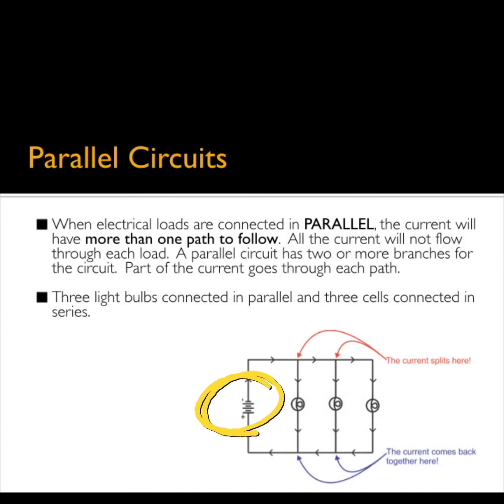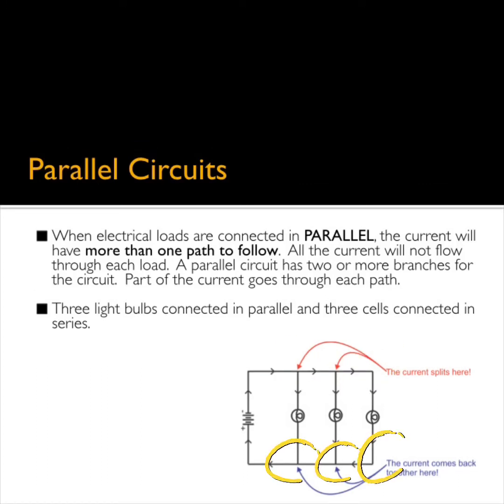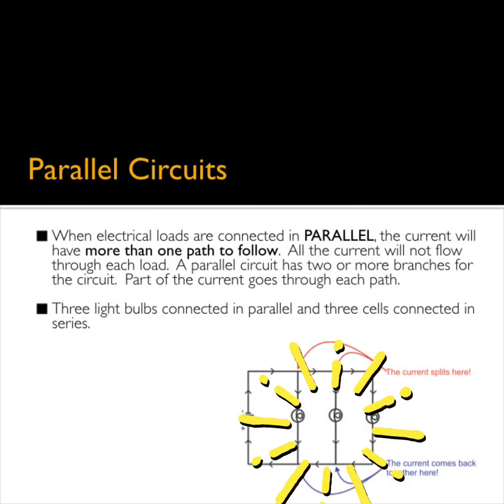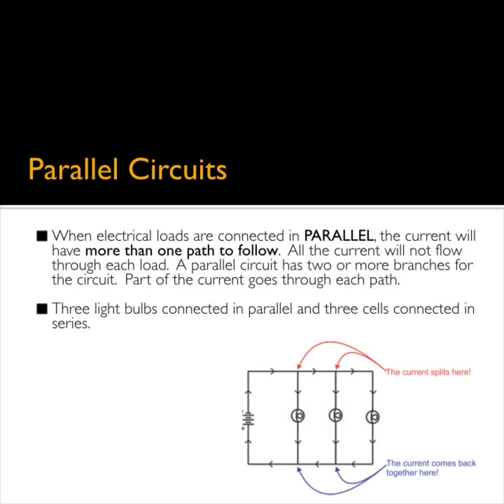In this circuit, the cells are still connected in series. However, the loads, the three light bulbs, are connected in parallel. At these three branch points, the current splits here. The current comes back together here at these three branch points, and the electrons return back to the positive end of the battery to complete the circuit. It is an oversimplification to say that this is a parallel circuit, since this circuit has cells which are in series, but it has loads, three light bulbs, which are in parallel. It is better to describe components of a circuit as being in series or in parallel.